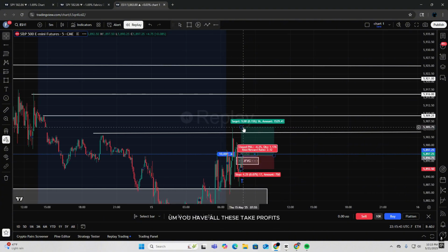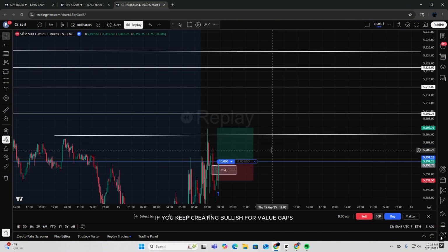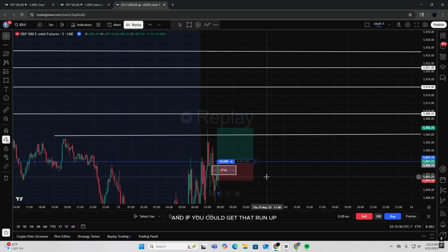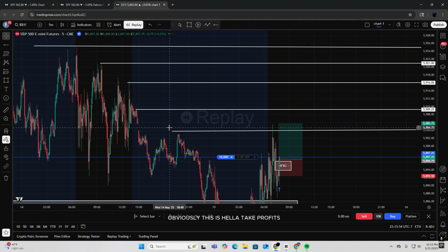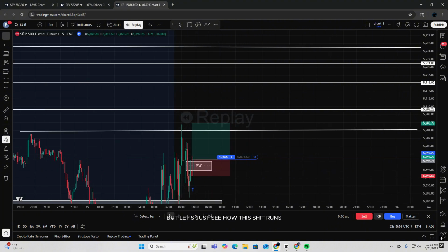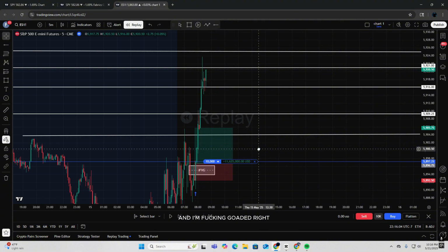You have all these take profits, and depending on how you close above, if you keep creating bullish fair value gaps and you get that run up, then yeah, we could take those profits, right? Obviously, this is a lot of take profits, but let's see how this runs. Obviously, I know what happens because I took this trade and alerted it, and it did hit all take profits.